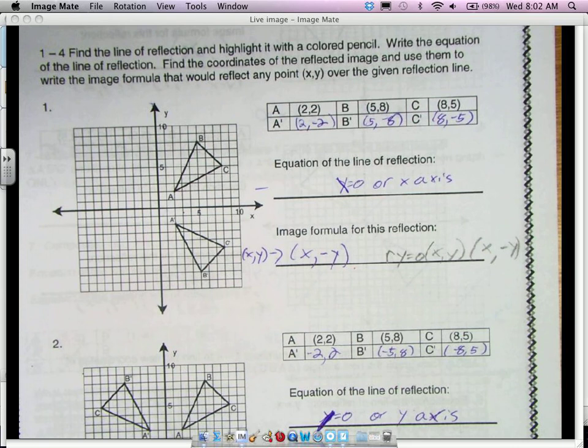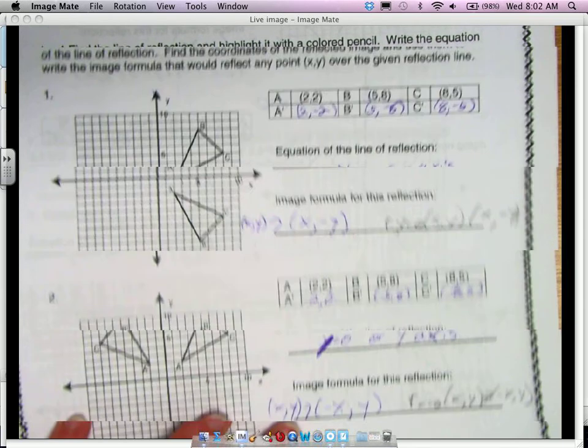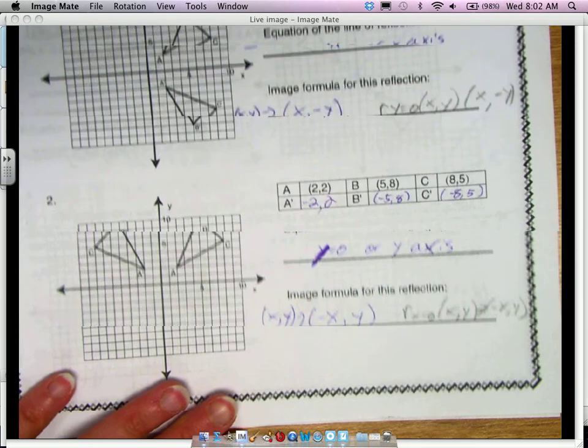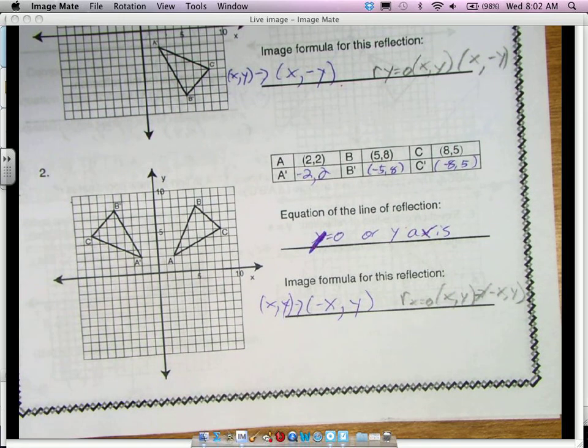For number 2, we've got -2, 2, -5, 8, and -8, 5. Again, we just wrote those down. It's y equals 0, or over the y-axis, okay? And my image formula is -x comma y. Remember, those lines of reflection and your image formula are super important because we're going to use those later.